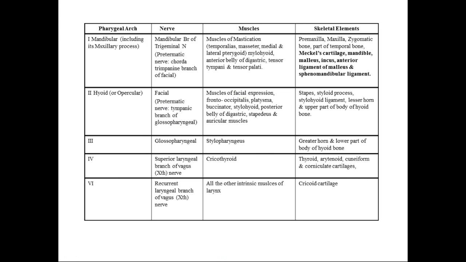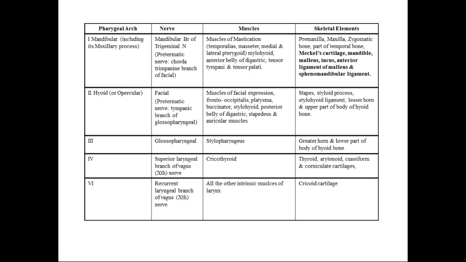Now this is a very important tabulated form diagram. So first arch is mandibular arch, which includes the maxillary process. For the mandibular arch, the nerve is mandibular nerve and its pretrematic branch is chorda tympani, branch of facial nerve. So for this, remember the mnemonic 2M: muscles of mastication and mylohyoid. 2T: tensor tympani and tensor veli palatini, and 1 anterior belly of digastric.